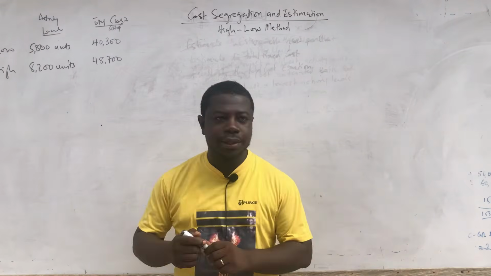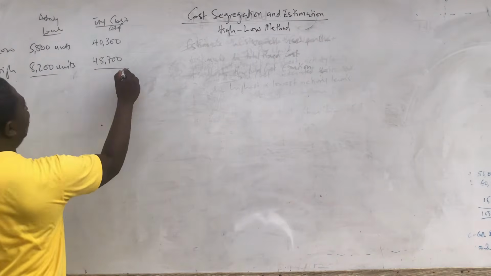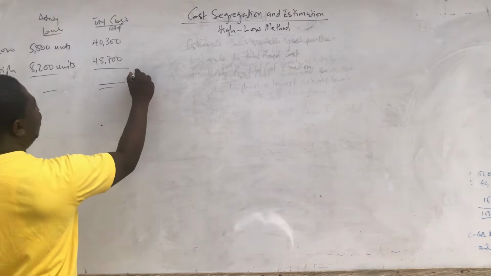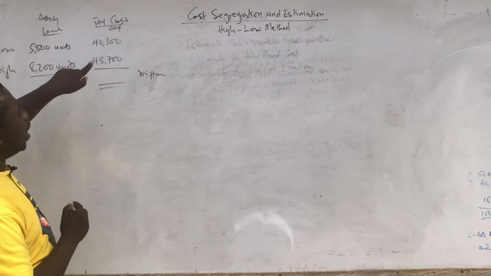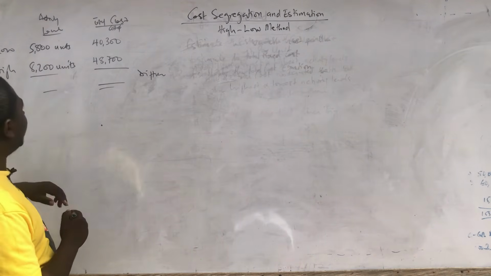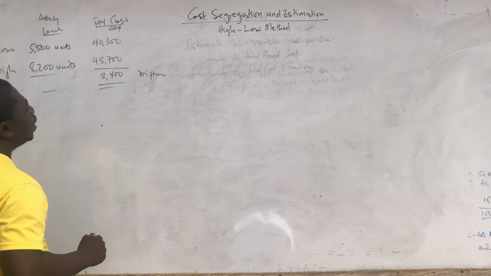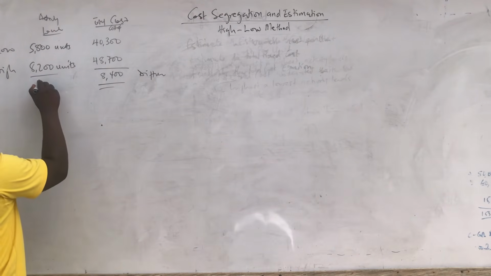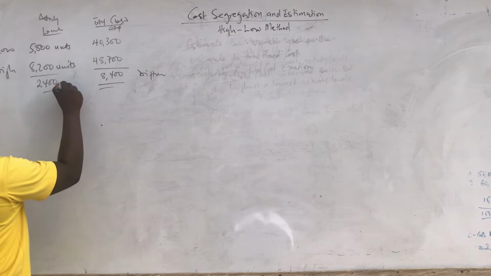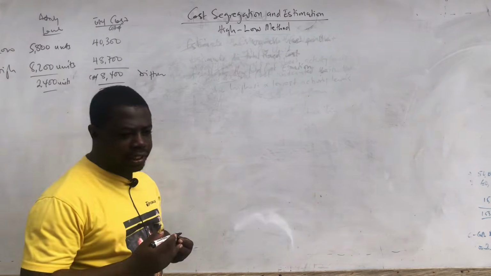And so basically, what we are going to do is that we'll just find the difference, okay? The difference is what we need. Now, we are going to subtract the low from the high. The low from the high. And so we are going to have 8,400 Ghana cedis as the difference for the total cost. And then we are also going to have 2,400 units as the difference for the activity levels.